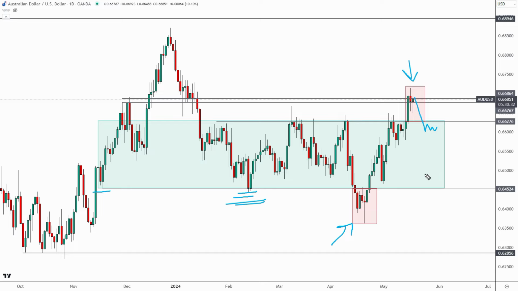Obviously, this is just my opinion. It's never financial advice, but I do think that the Australian dollar is one to watch as long as the DXY can reclaim levels like 104.52 and 105 next week.